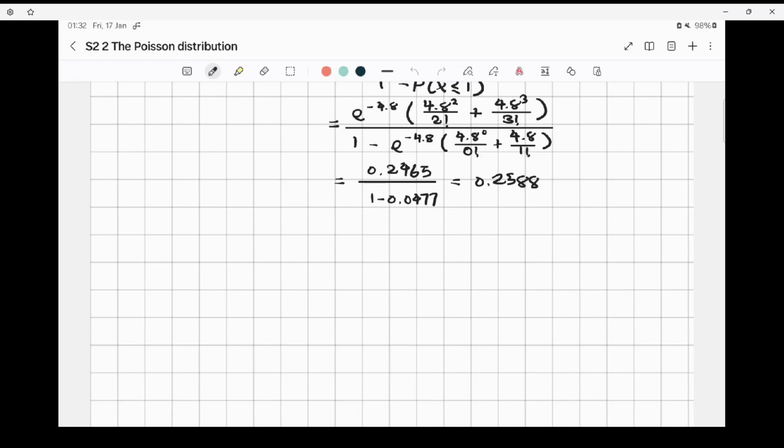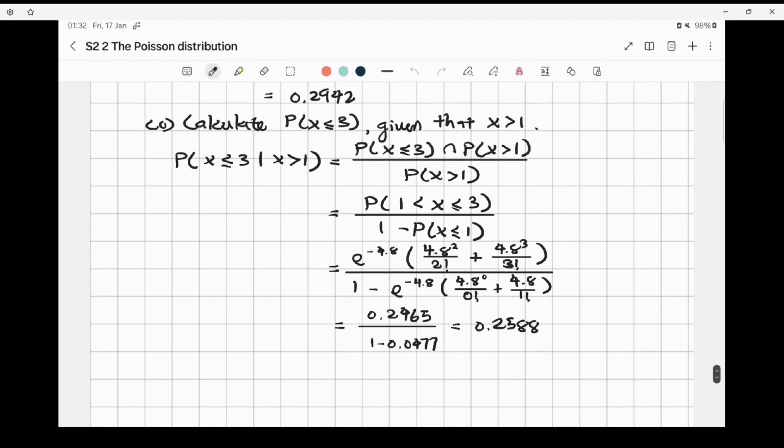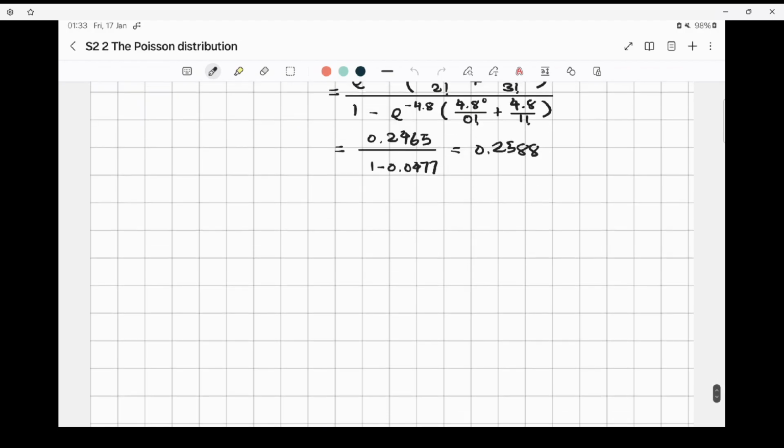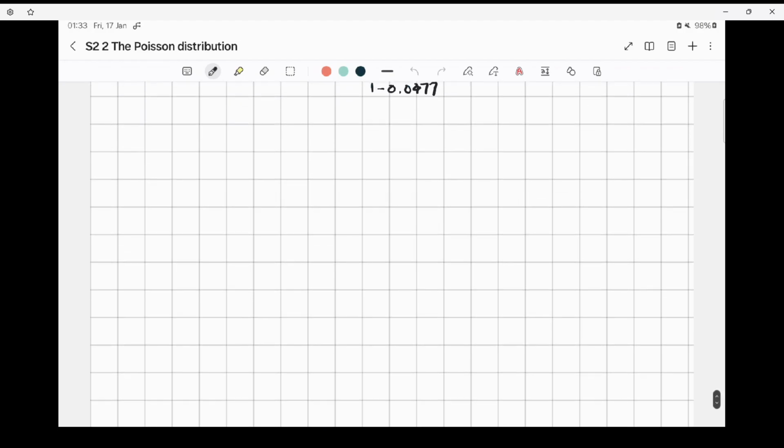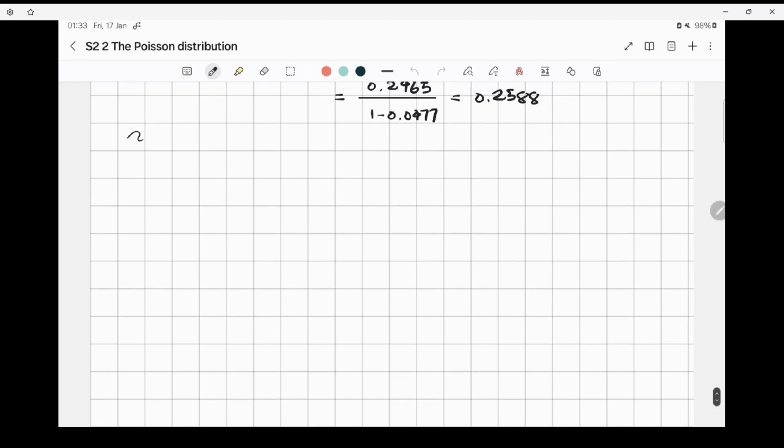Hi, so welcome to the second part of S2 Chapter 2, the Poisson distribution. Yesterday we covered up to the approximation of the binomial distribution through the Poisson distribution. So now we will look at the approximation.